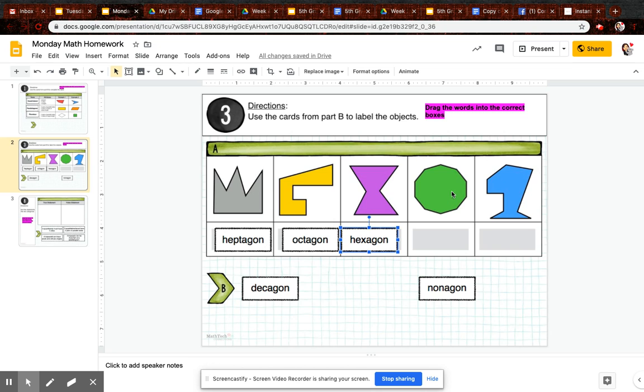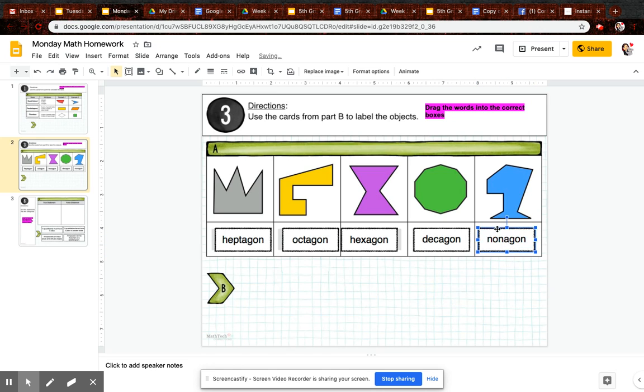I counted these before and I got 10. That's going to be my decagon. So that's supposed to be my nonagon, but you know what? I'm going to count just to be sure. Nona means 9. 1, 2, 3, 4, 5, 6, 7, 8, 9. Yep. So heptagon, octagon, hexagon, decagon, nonagon. 7, 8, 6, 10, 9.